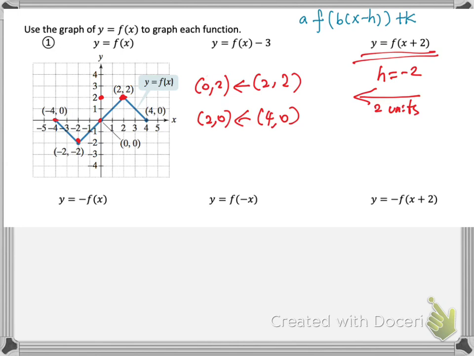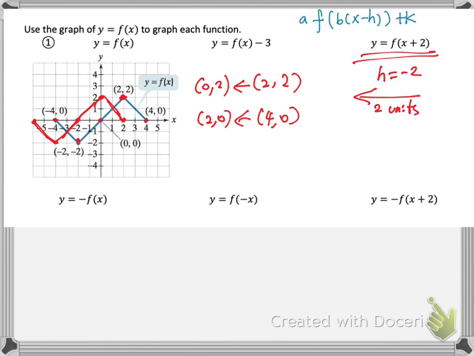Again, these endpoints are turning points. So (0, 0) goes to (-2, 0), and then (-4, 0) goes to (-6, 0), and then (-2, 0) goes to (-4, 0). So we get this picture. The whole picture moved to the left 2 units. Okay, so the next two are reflections.